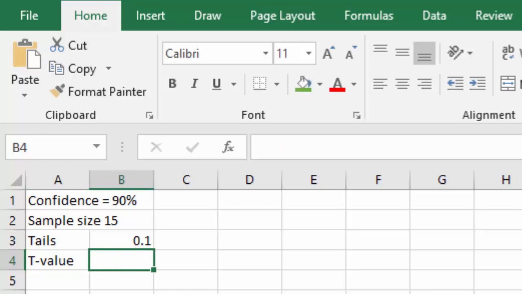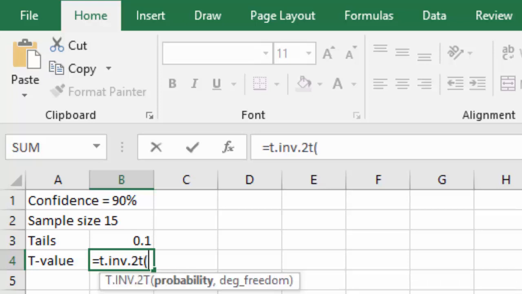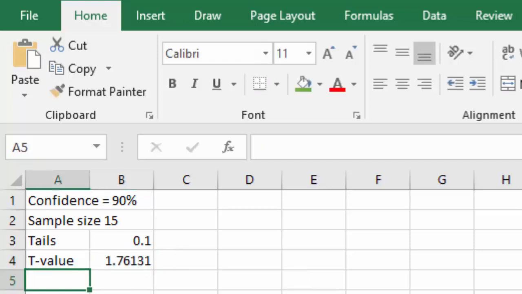Therefore, my t value that corresponds with this, we can say equals T.INV.2T, open a parenthesis. The probability we want in the two tails is 0.1, and the degrees of freedom we have is 1 less than the sample size. Here the sample size was 15. We want degrees of freedom to be 14. That t value is 1.76.